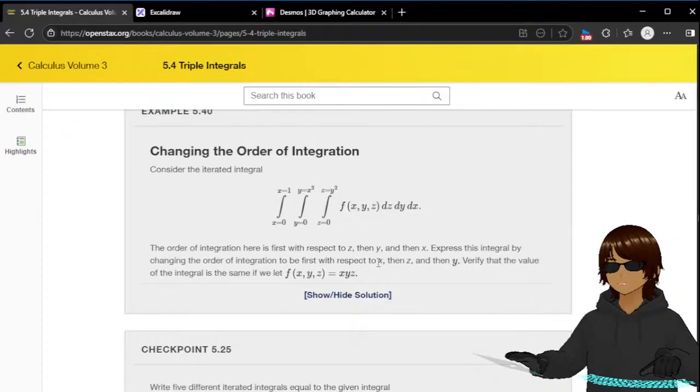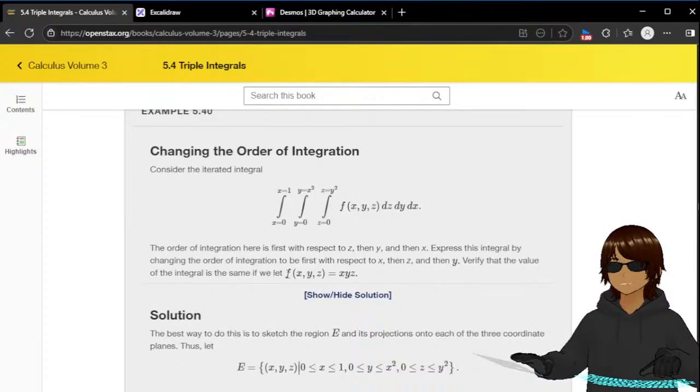So we consider this from 0 to y square, from 0 to x square, from 0 to 1. Verify that the value is the same if we let this equal xyz.